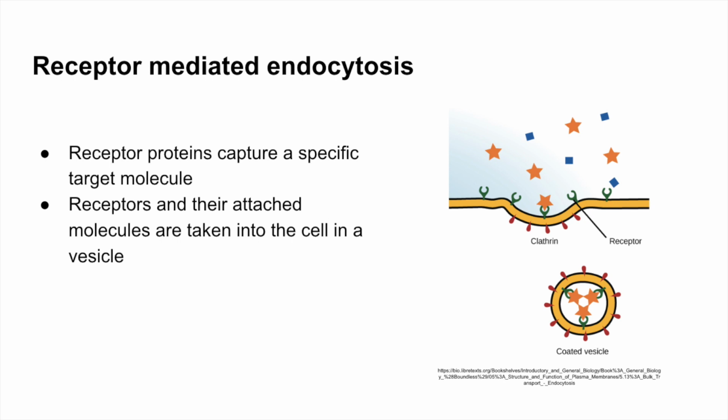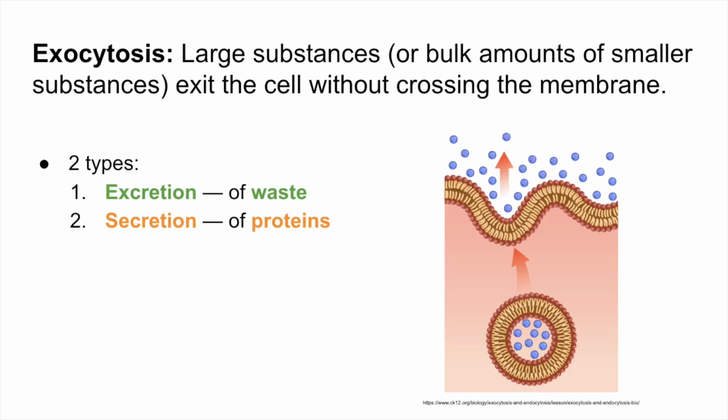The other type of bulk transport is exocytosis. This occurs when large substances exit the cell without crossing the membrane. There are two types: excretion, which is when waste products are secreted, and secretion, which is when proteins made by ribosomes on the rough ER are passed to the Golgi apparatus via vesicles, are then processed and packaged and released in vesicles again that fuse with the plasma membrane for secretion outside the cell.